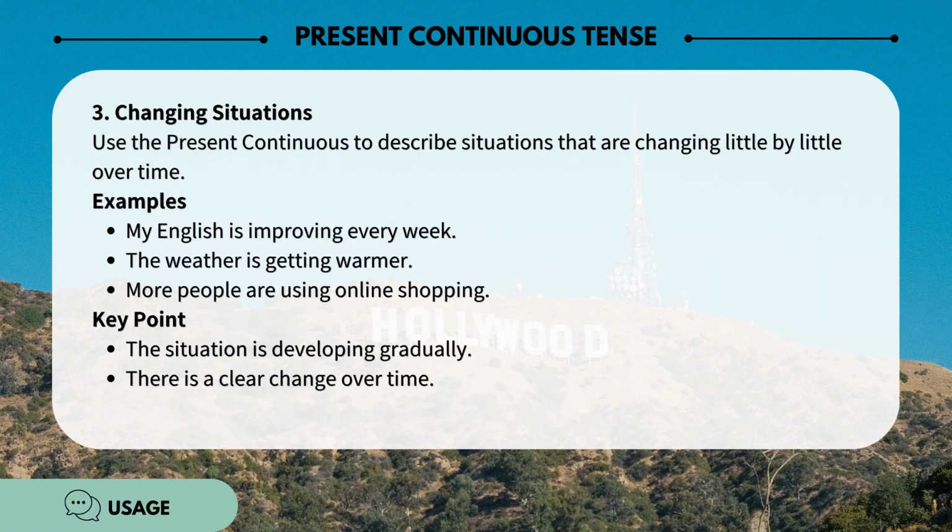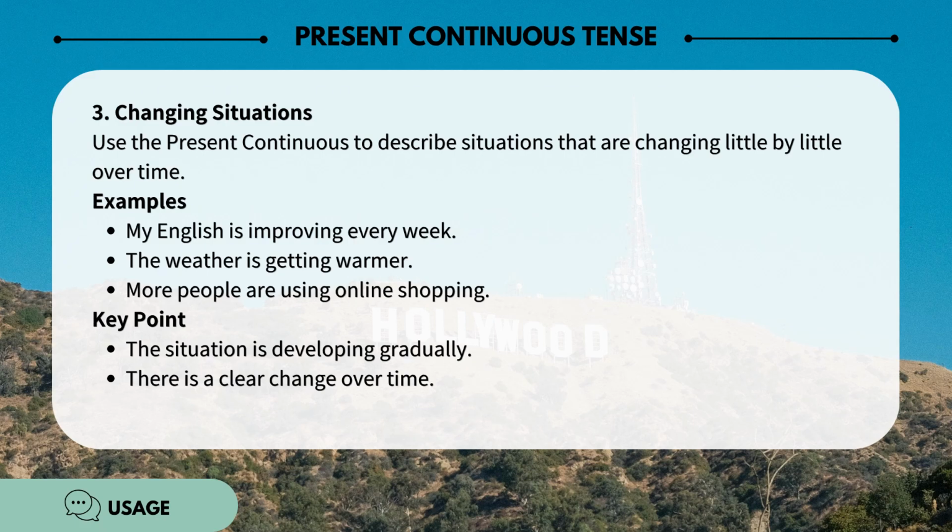3. Changing situations. The present continuous is also used for things that are changing little by little over time. We're not talking about one single action. We're talking about a gradual process. For example, my English is improving every week. My English doesn't suddenly become better in one day. The improvement happens gradually, and it's still continuing.